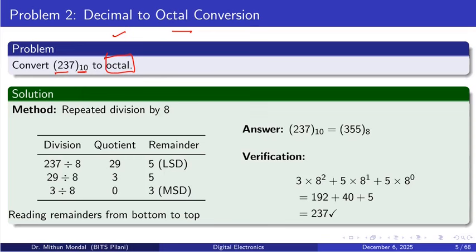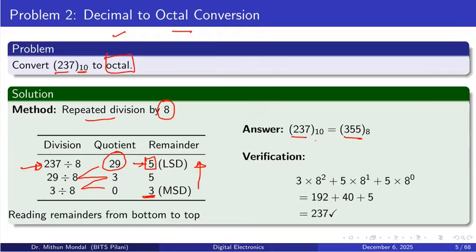Similar to the previous problem, here we will do repeated division by 8 instead of 2. We divide 237 by 8, we get the quotient as 29 and the remainder as 5. This is our least significant digit, and we continue the same process in zigzag. Our last, or most significant, digit is 3, and we go in reverse order. So we get the answer 355. It means that 237 in decimal is equal to 355 in the octal system.